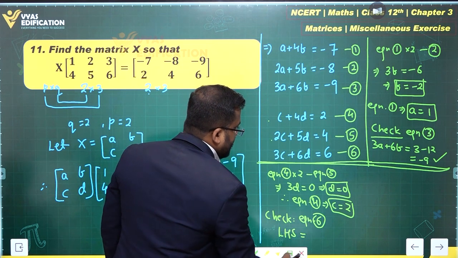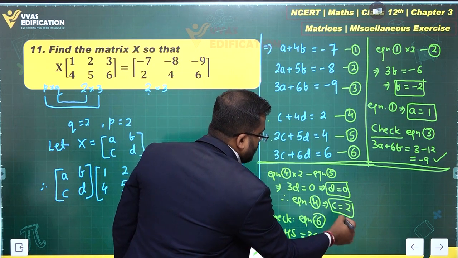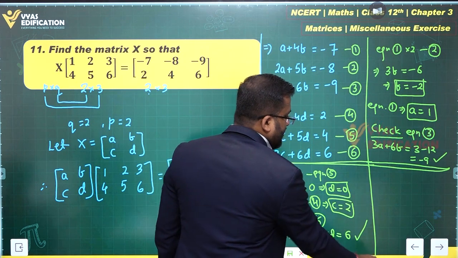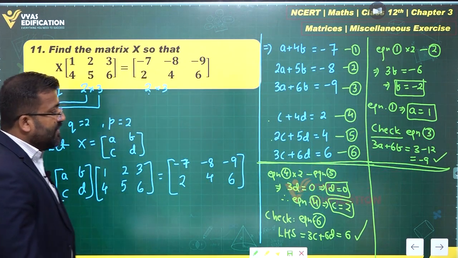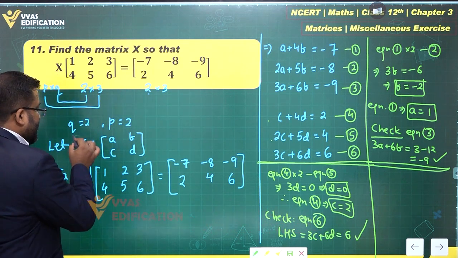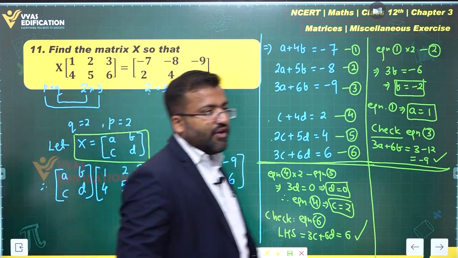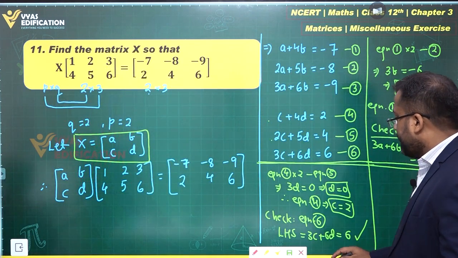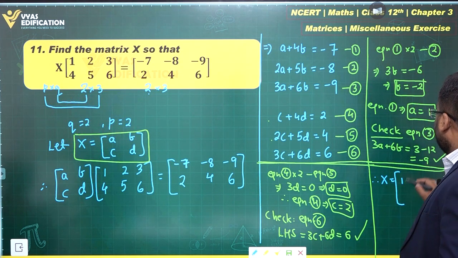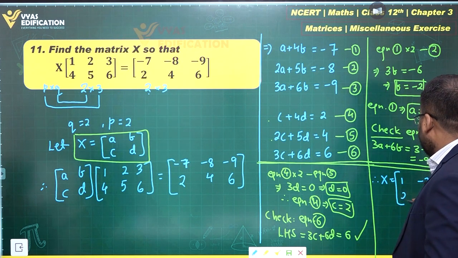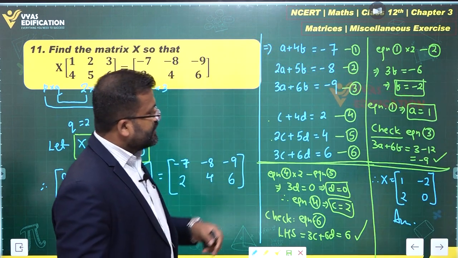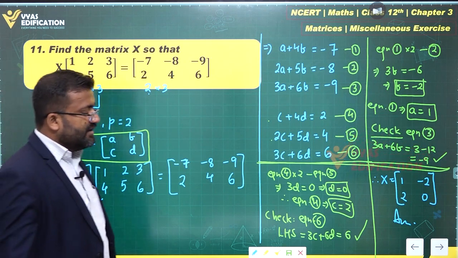LHS is equal to what? 3C plus 6D, which is equal to 3 times 2, 6. Is it equal to the RHS? Yes, this is equal to the RHS. This is okay. So therefore, we have obtained the values of A, B, C and D, and initially we were not asked A, B, C and D. We were asked the matrix X. The matrix X is equal to this. So therefore, what I'll write is, after this, the final answer, therefore, X is equal to [A, B; C, D]. That is the answer for this question over here. That's the final answer for this question over here. Is that all? Yes, that is all in this question, as you can see behind.